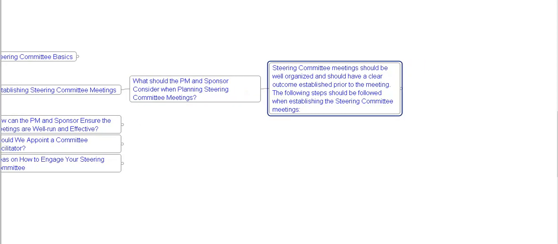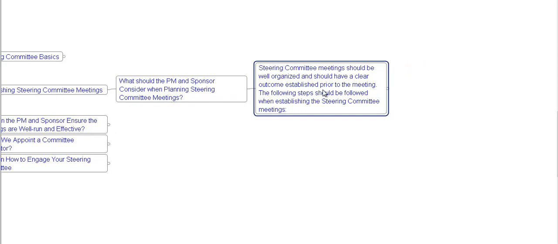A steering committee meeting should be well organized and should have a clear outcome established prior to meeting. The following steps should be followed when establishing steering committee meetings.